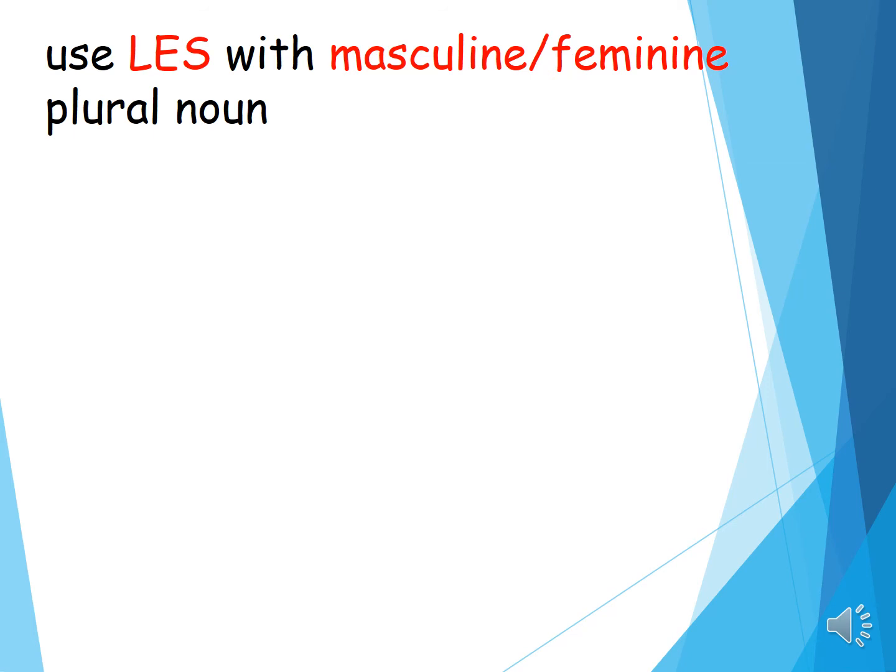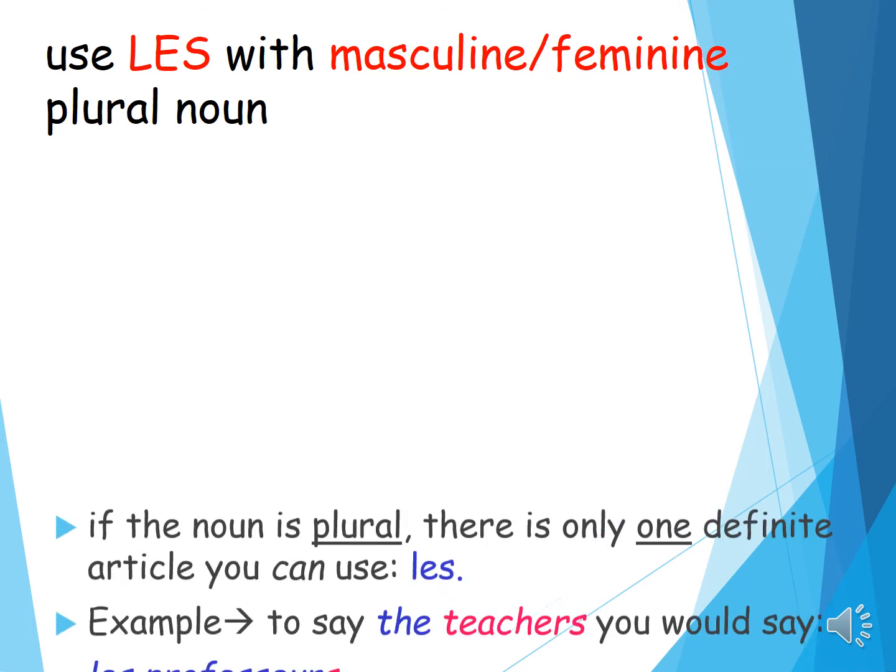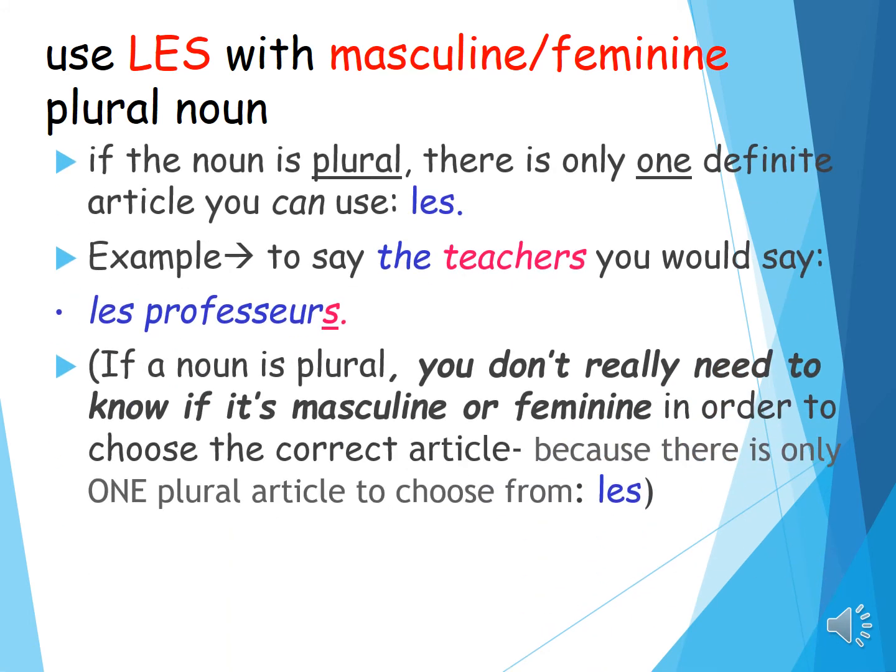So now we have the last definite article, which is les, and this will be used with a noun which can be masculine or feminine, but it has to be plural. And if the noun is plural, there is only one definite article that we can use, which is les. For example, if you want to say the teachers, in French you will say les professeurs.